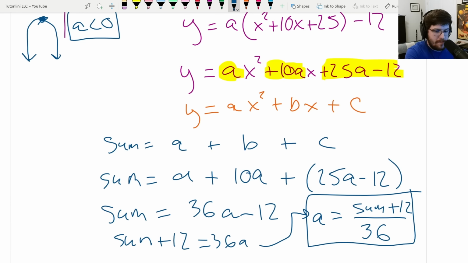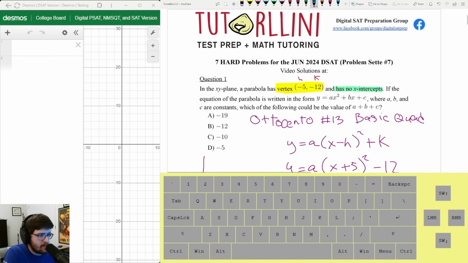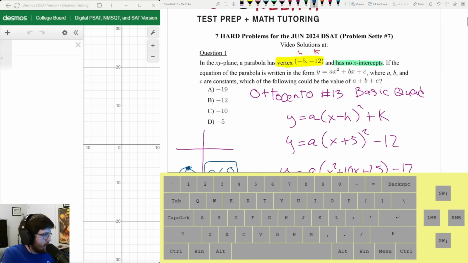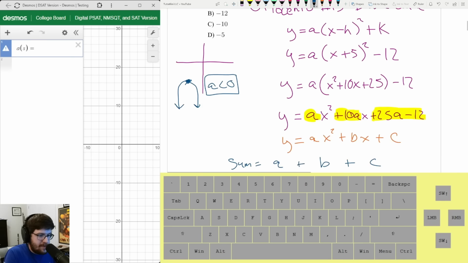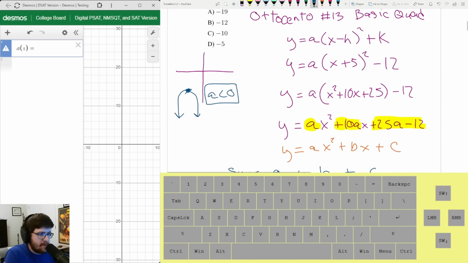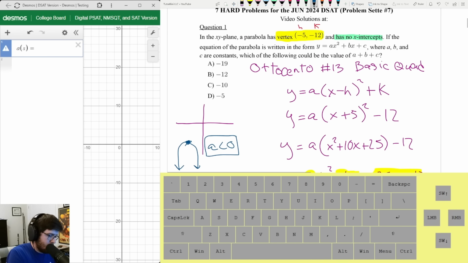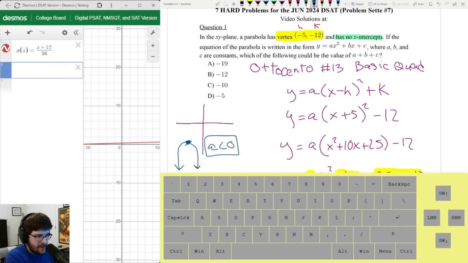So why don't I pull up Desmos and just do this really quickly with the answer choices. So let's say a as a function of the sum is s plus 12 over 36. And I'm going to start guessing and checking the answer choices.